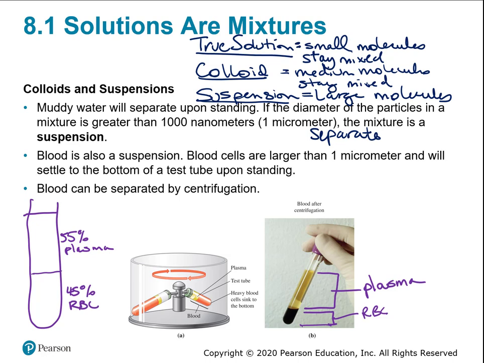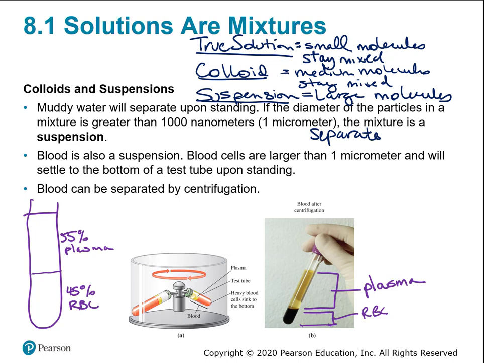So suspensions are when you have really big particles. They don't dissolve, but they can get mixed or shaken into the mixture. But if you stop shaking it, if it's allowed to stand, then it's going to separate out. So we said blood is a suspension. Blood cells, if you let a sample of blood just sit without any kind of chemical to keep it soluble, like heparin, to keep it from clotting, it will clot and it'll separate out.